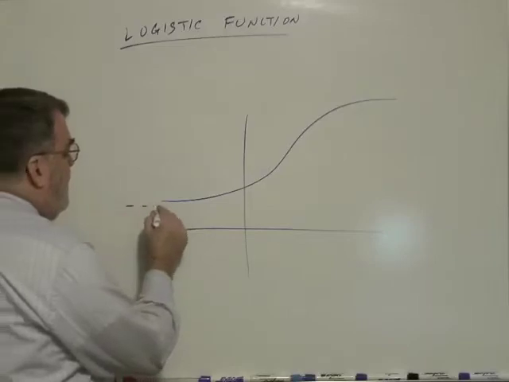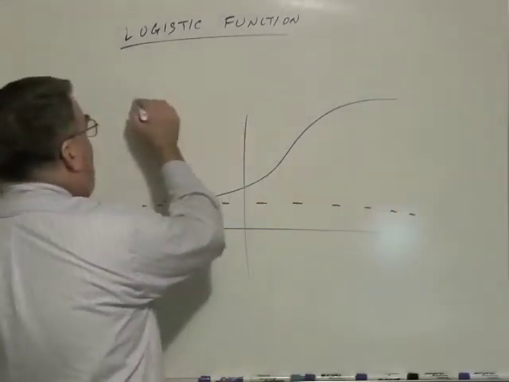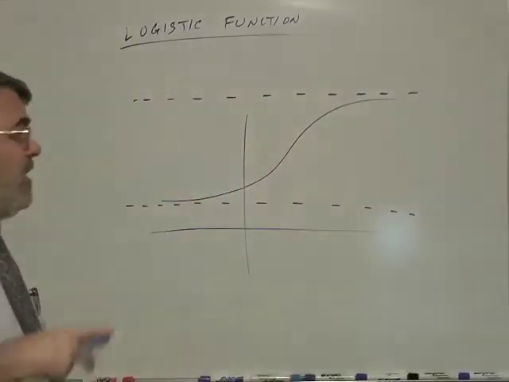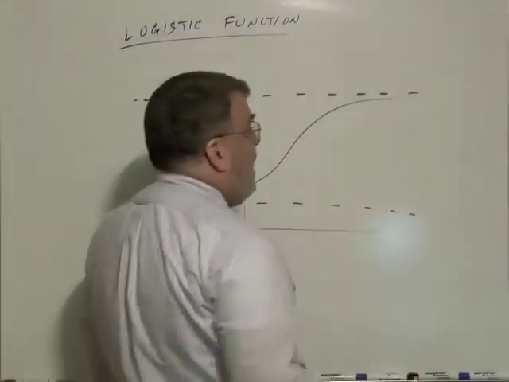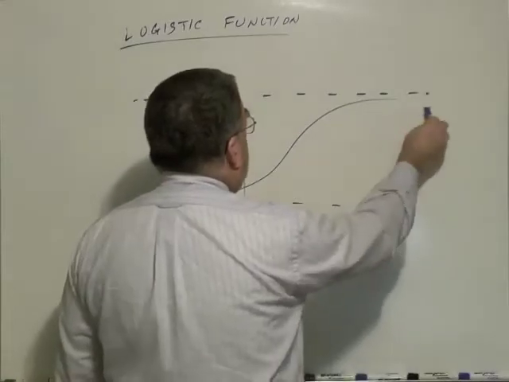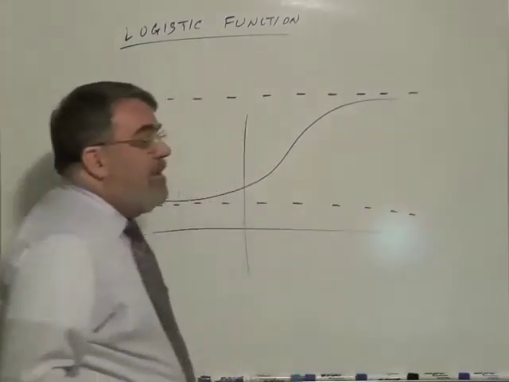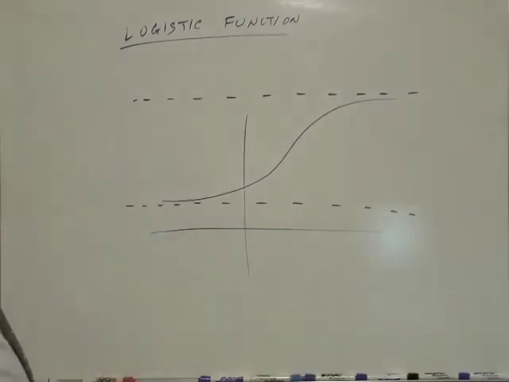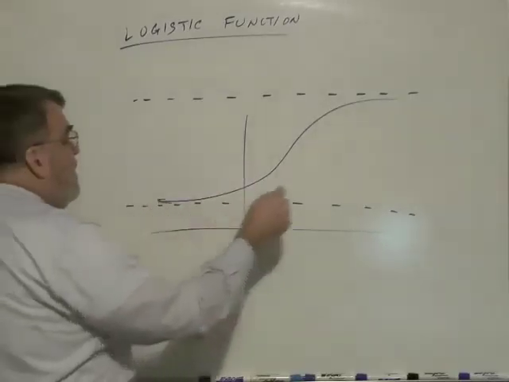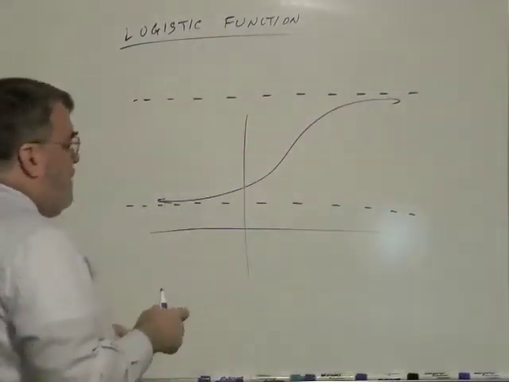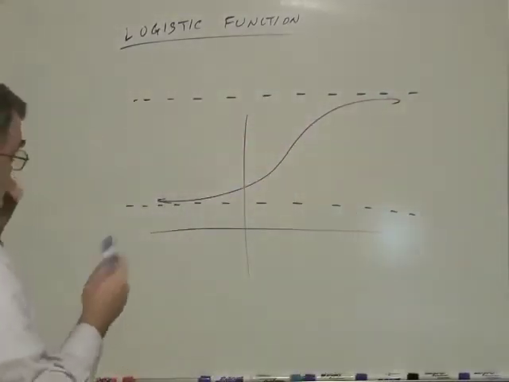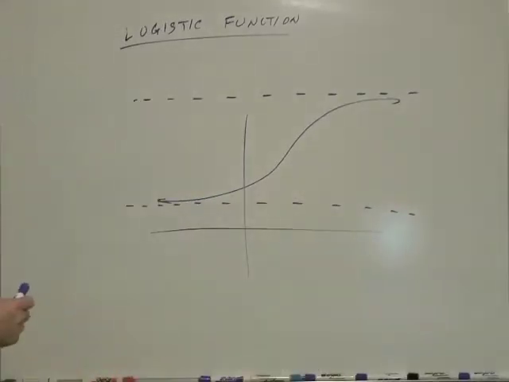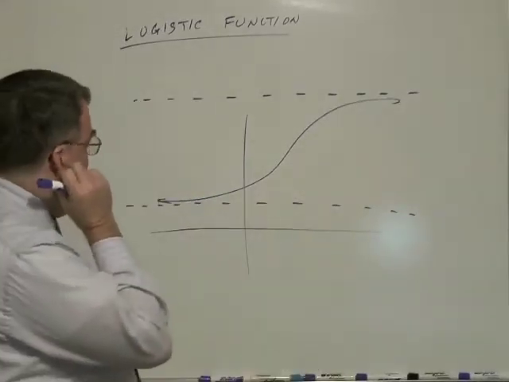And there are two horizontal asymptotes. So in a logistic function, as you approach the right-hand limit, it goes to an upper limit number. And as x goes to minus infinity, it approaches a lower bound. So it's bound between these two values here. Kind of looks like an inverse tangent or maybe a hyperbolic tangent function might look like this.